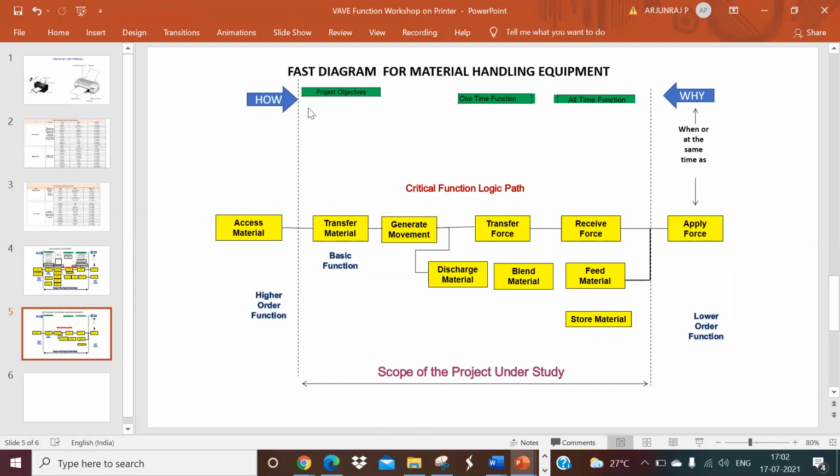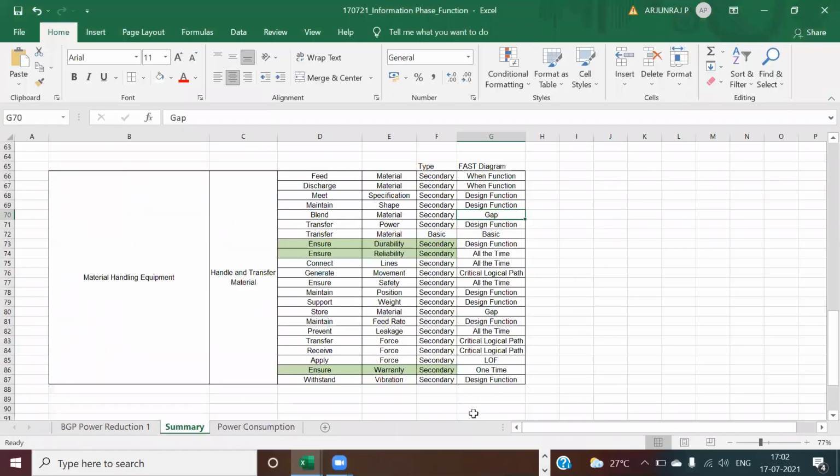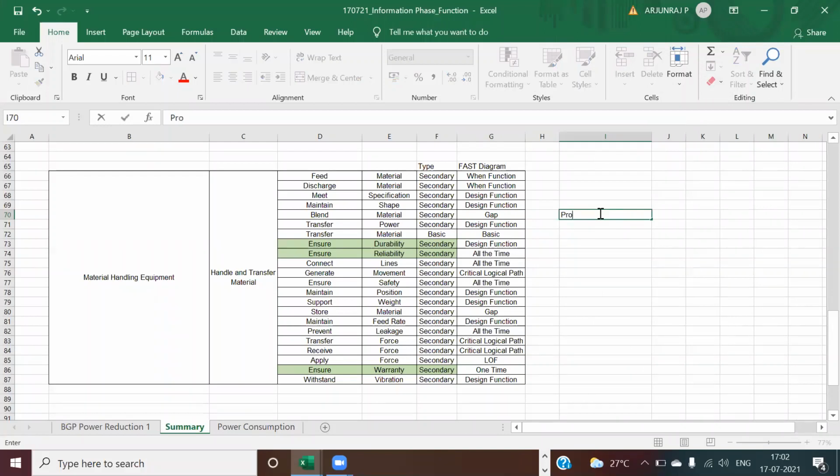Okay, now let us complete the design function, one time function, order time function. Let us go to the Excel sheet. Now we will complete the design function, which is nothing but the project objectives.